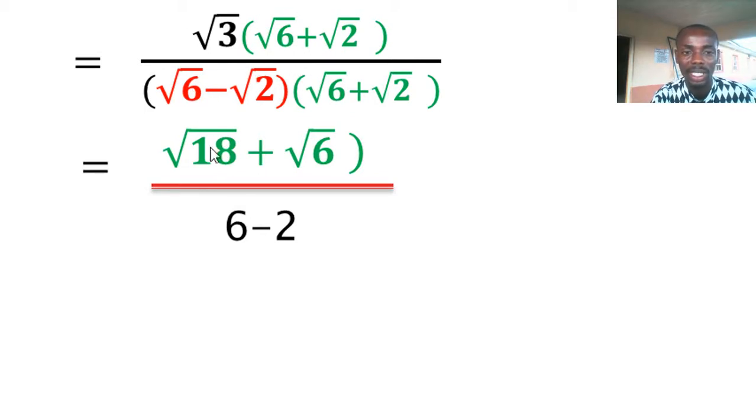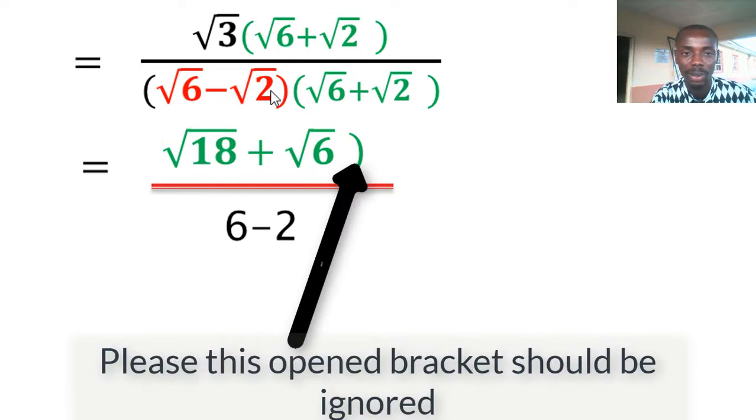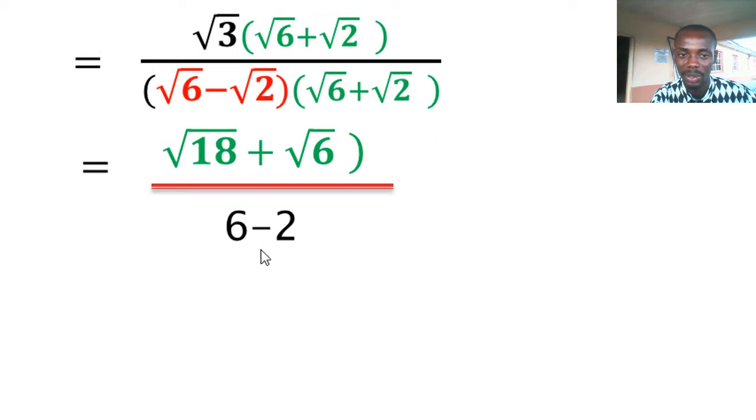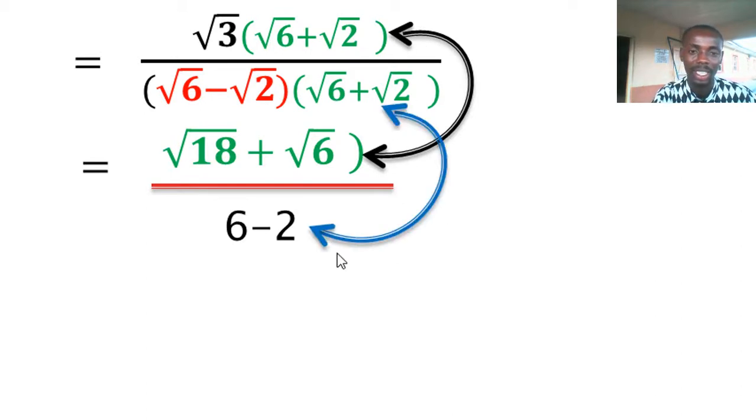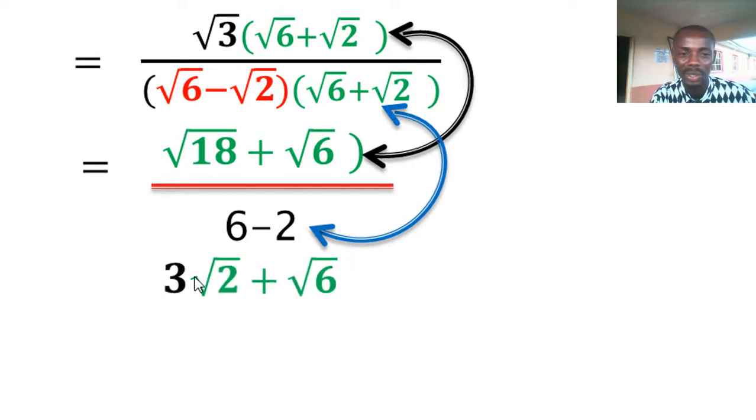The square of root 6 is 6. The square of root 2 is 2. Remember that. Then you ignore the positive and use the negative. So I'm getting this from the numerator and I'm getting this from the denominator. That is what my arrows are indicating. Root 18 is translating to 3 root 2, then plus root 6 divided by 4. That is going to be our final answer.